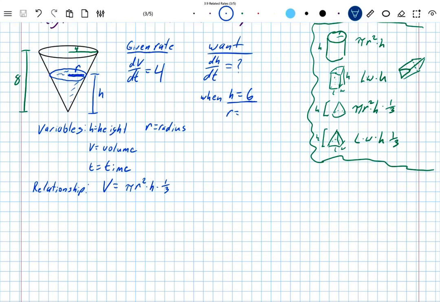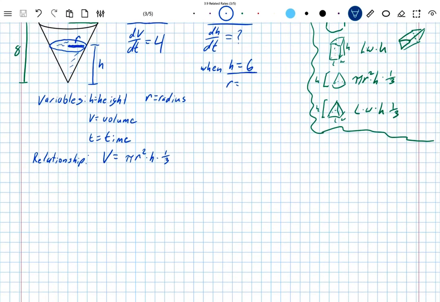This is a tricky thing. So if I know h, I actually know r. Kind of like before with the right triangle. If I knew one leg, I knew the other leg. So let's see if we can figure that out right on the spot.